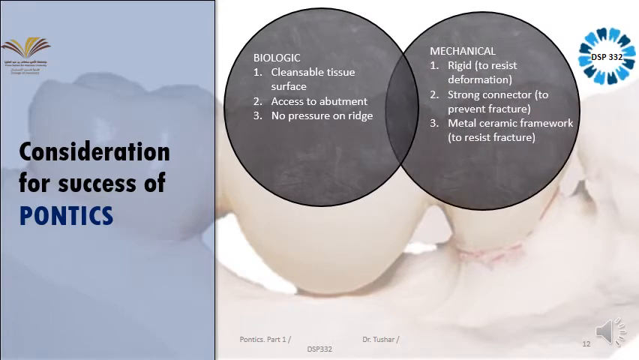Then we have mechanical considerations, which include rigidity of the prosthesis and strong connectors to avoid any kind of fracture. Then a metal ceramic framework should be there so that the ceramic gets strength. Otherwise, if you don't have a proper structure, you have to make your restoration very thick. Like in the last lecture we saw, in all ceramic crowns we have to make thicker crowns just to have strength, because ceramic is a brittle material. But if you have a metal backing inside, you can reduce the thickness of your ceramic.